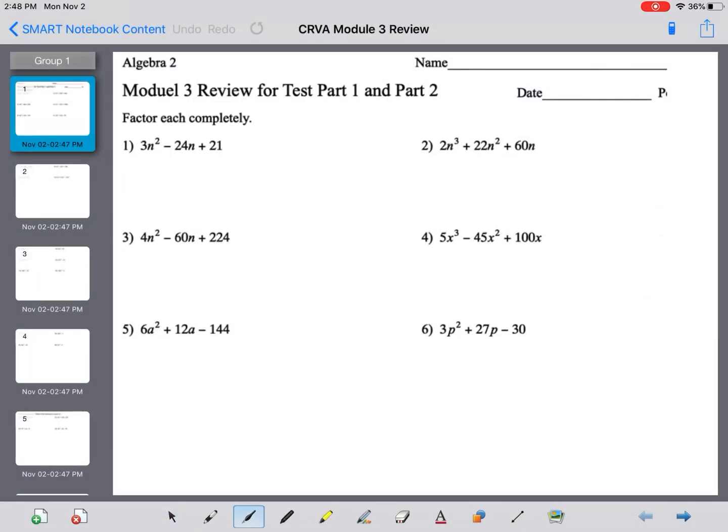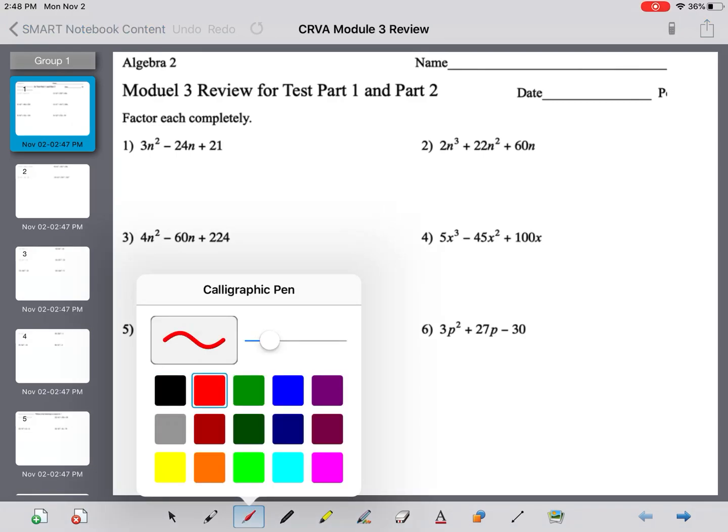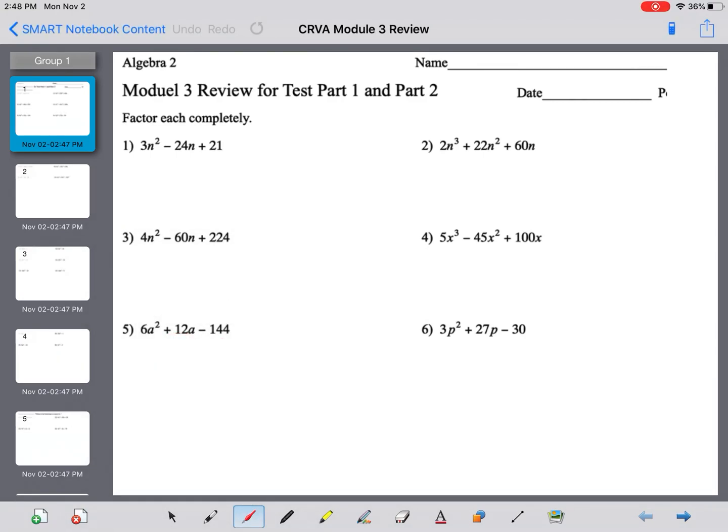Here is the first part of our module 3 review. So, factor each completely. Remember, whenever you're factoring, you first need to find the greatest common factor if one exists. And even if one does exist, you need to keep factoring from there.